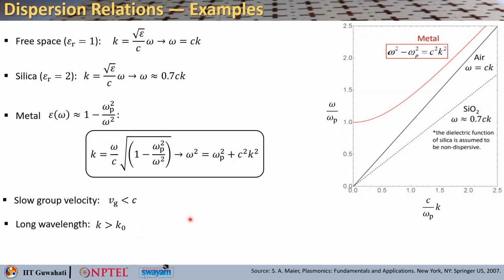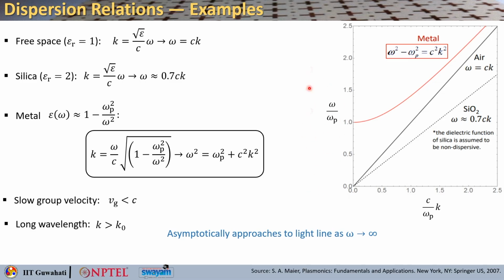Now, we have also seen that the group velocity is slower than c. So, you are having a slow group velocity. Also, it can allow longer wavelength. Okay. K will be larger than k naught. So, asymptotically you can see that this basically approaches the light line as omega is approaching infinity.